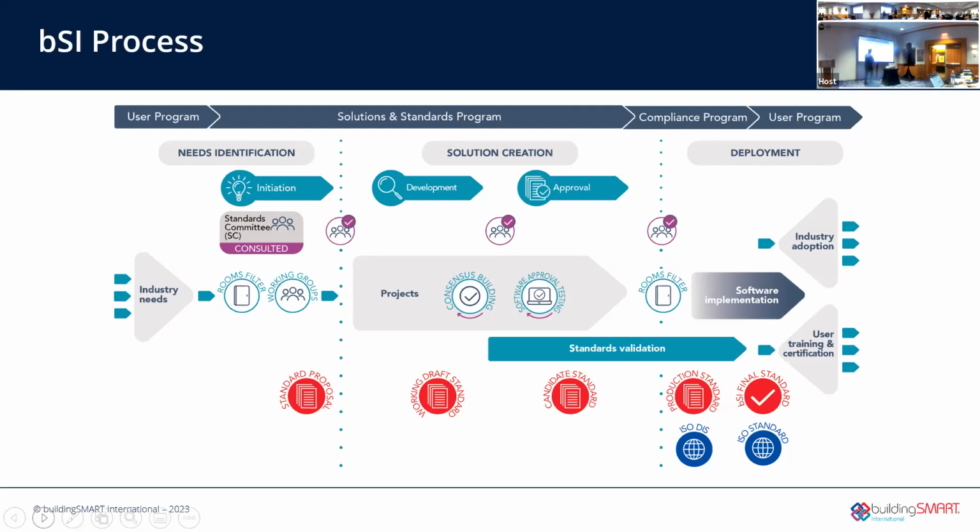The project then runs through a development phase over several years, and once it's delivered, we have what's called a candidate standard. So it develops a draft standard that becomes a candidate standard when it's approved by the standards committee. And once you've done that, it then goes through a software implementation and testing phase before deployment. So it's a fairly rigorous process.